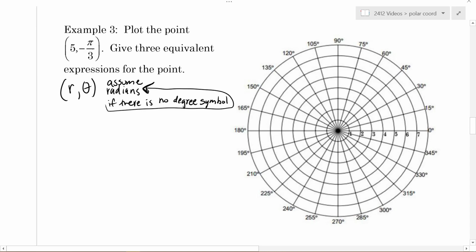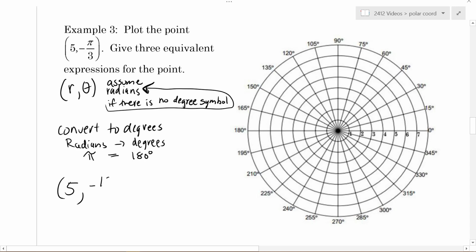So negative pi over 3, what is that? So let's convert to degrees. It's easier for us, I think, to work in terms of degrees. So let's go ahead and convert to degrees. So remember that when you convert from radians to degrees, pi is equivalent to 180 degrees. So what I'm going to do in this case is come up to my point and substitute, in place of pi, its equivalent in degrees, 180. So that gives me negative 60 degrees. It's a really easy way to convert from radians to degrees.